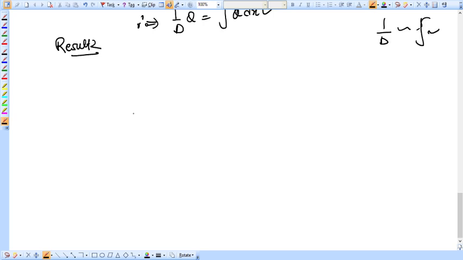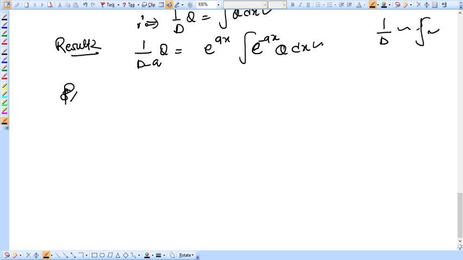Now result 2: 1 upon (D minus a) of Q is equal to e raised to the power ax times the integration of e to the power minus ax into Q dx. Again we will be proving this in the same way. Proof.